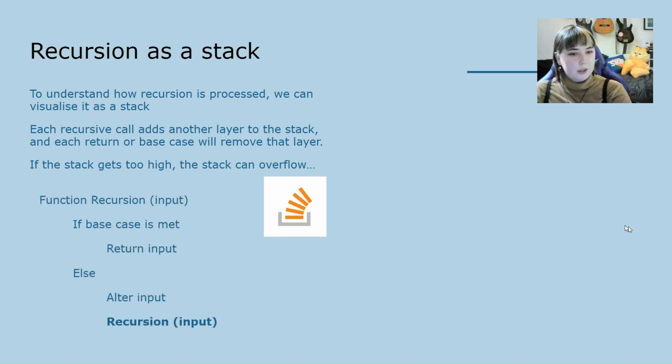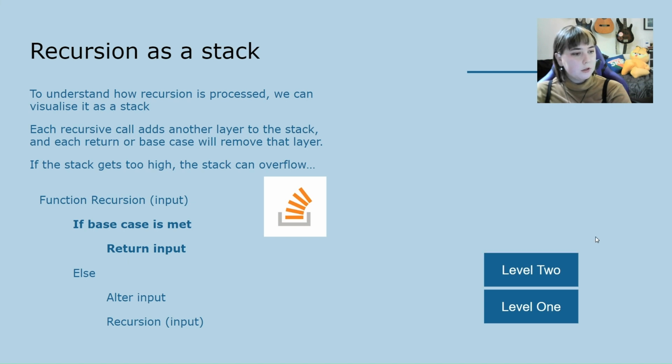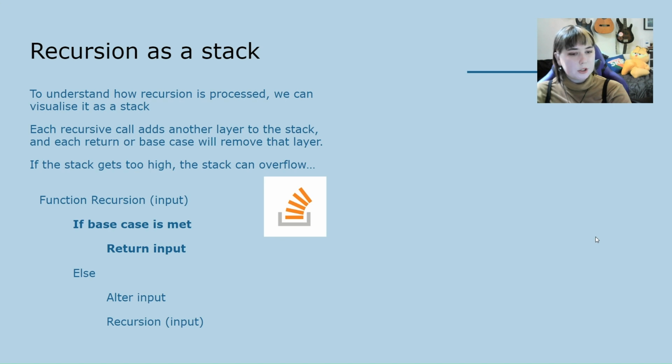So we've got the function here. If the base case is met, this is the same function as before. So while it's doing the recursion before it meets the base case, it's stacking up. And then if the base case is met, it goes back down until it finishes.